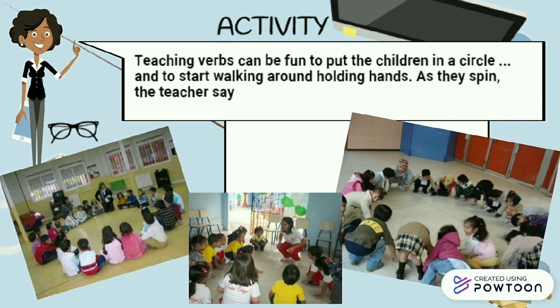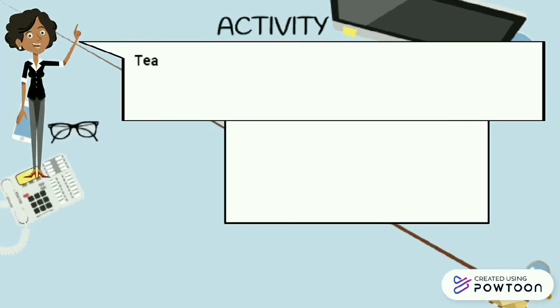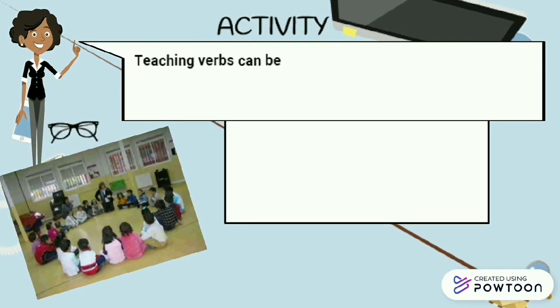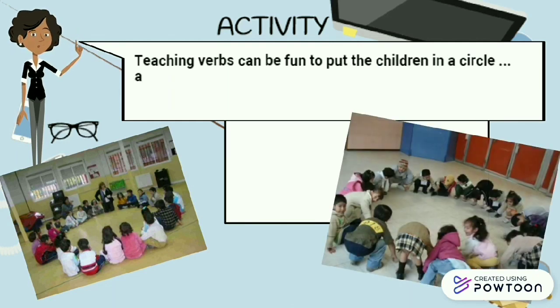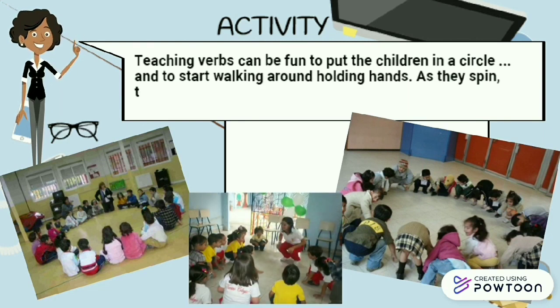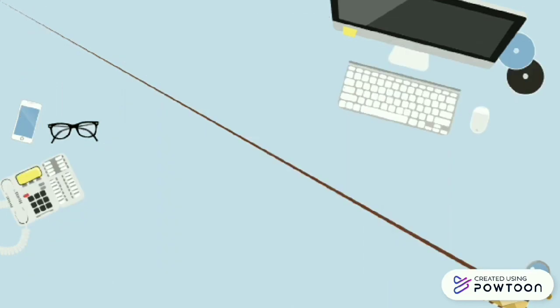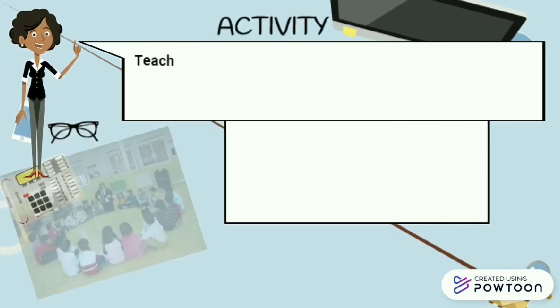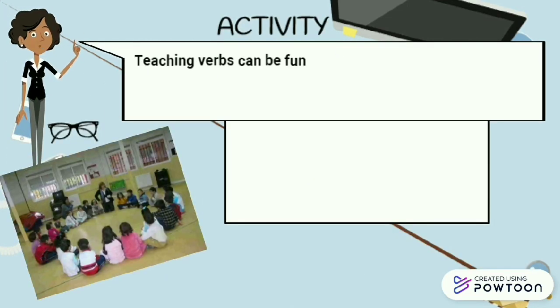A good activity in this case, talking about primary schools and teaching verbs, can be fun: put the children in a circle and start walking around holding hands. As they spin, the teacher says a verb and the students do the verb. For example, sit, and the students sit down. The teacher changes the verb quickly. You can use run, lie down, jump, walk, stop, cry, loud, and many more verbs. It is a lot of fun.